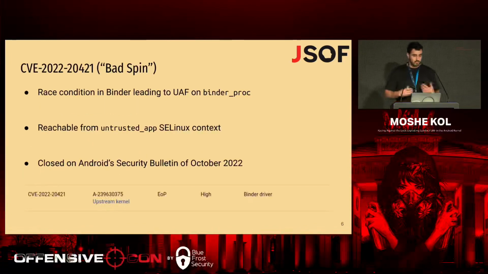So the BadSpin vulnerability, as I call it, is a race condition in the Android binder kernel driver, which leads to a use-after-free on the binder_proc object. It is reachable from the untrusted_app SELinux domain, and it affects a wide range of devices. And it was closed last year in the Android Security Bulletin of October 2022.